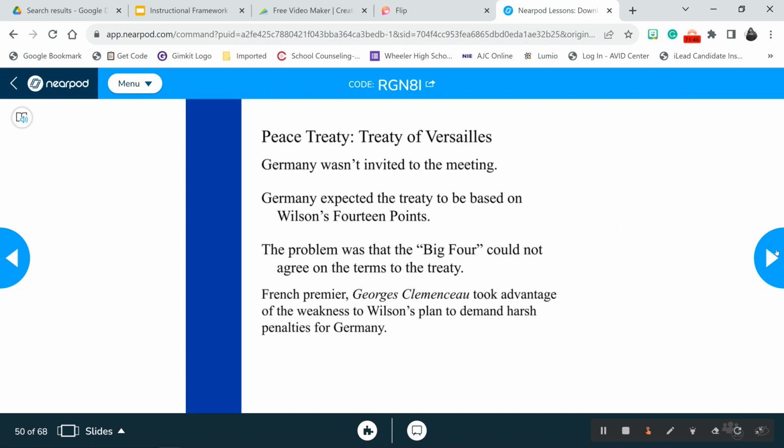All right. This was all good. The peace treaty was signed. The problem was the Big Four couldn't agree on it. Does everybody got me on that? Germany wasn't invited to the meeting. Germany expected the treaty to be based on Woodrow Wilson's 14 points. It wasn't. Is everybody clear on this so far? And again, this is now set up for Adolf Hitler. Does everybody follow me on this?